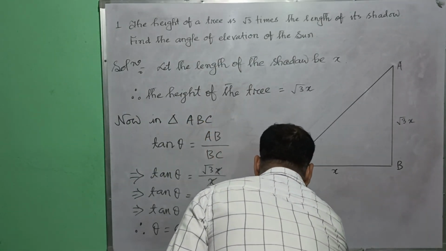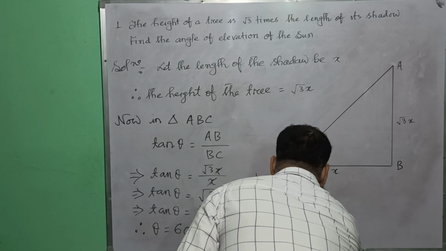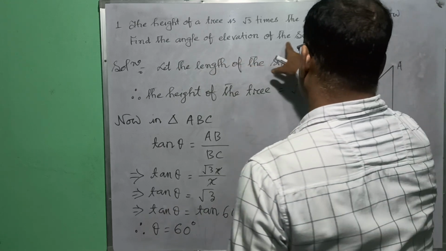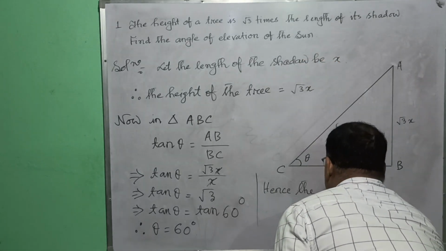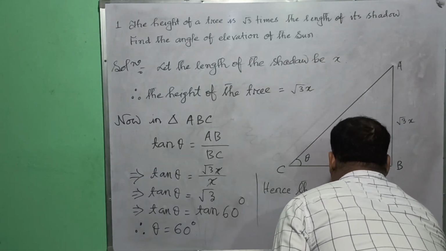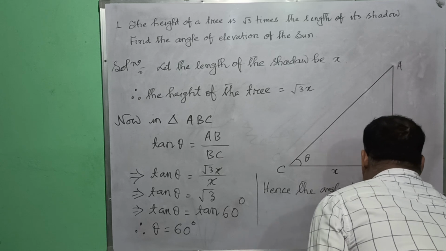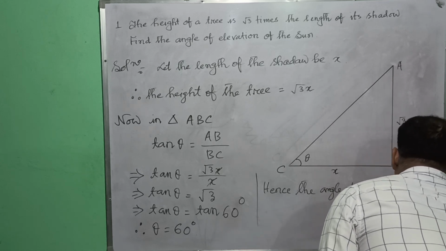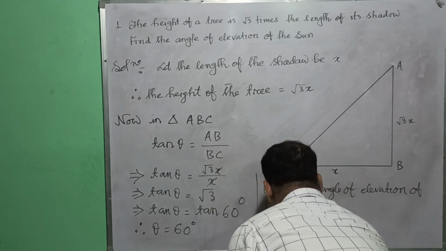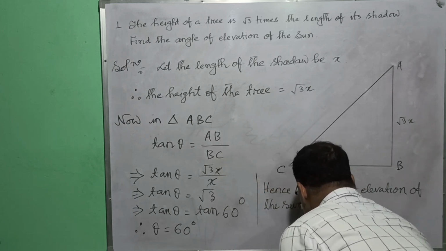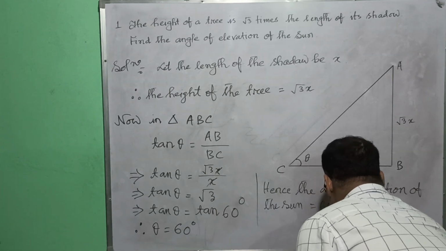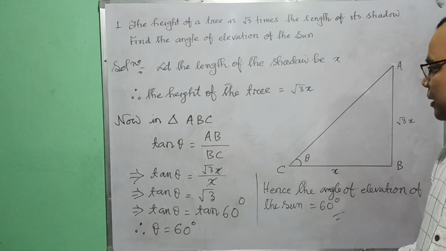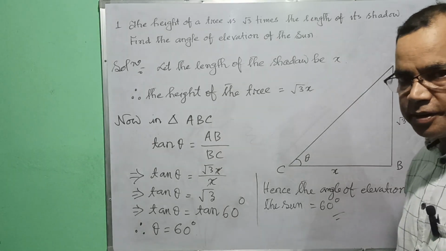Hence, as it is given, what to find: the angle of elevation of the sun. So hence the angle of elevation of the sun equal to 60 degree. So that much only. So this is a simple example. So I think you can understand.